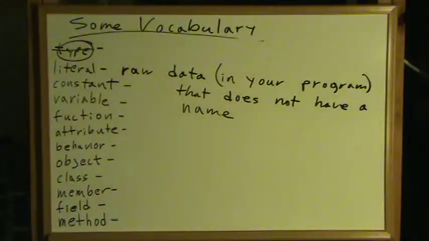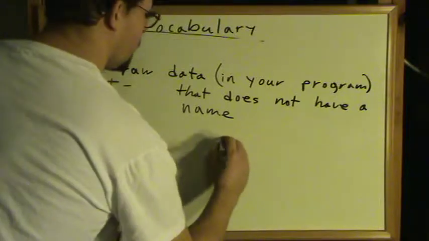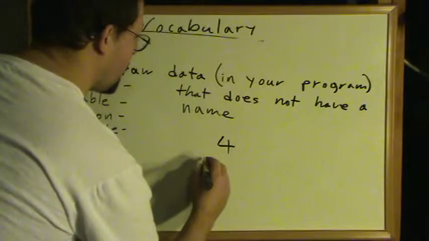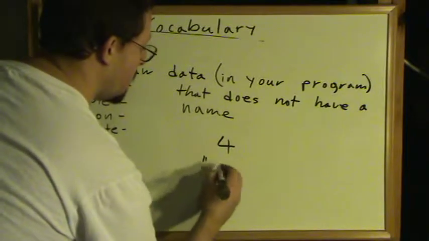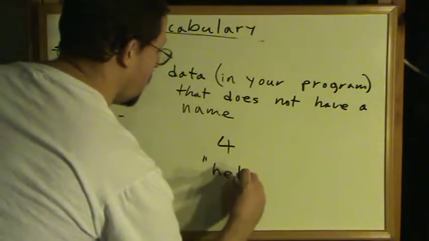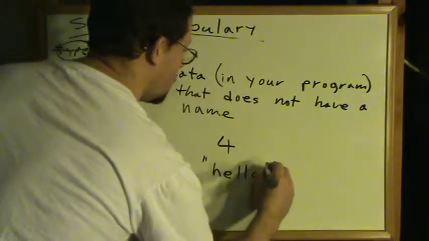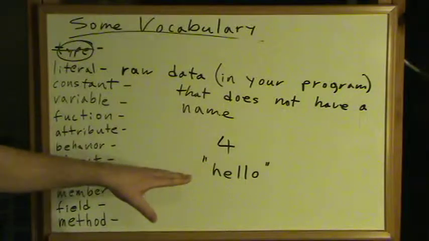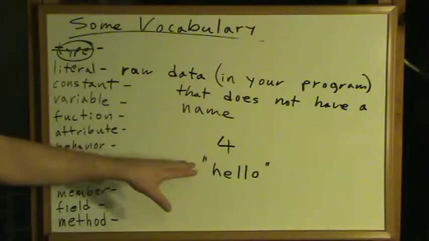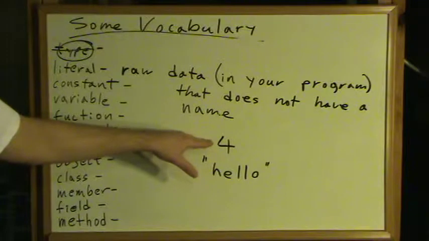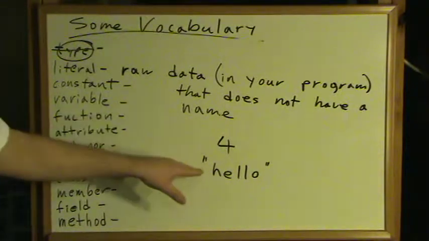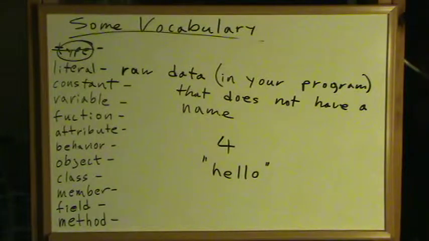Okay? So for example, in your code you can literally type the number 4, and that would be a literal. Or you can type, in double quotes, a string, like "hello." They don't have names, well, I won't get there yet, but they are exactly what you see them to be: a number or a string. Okay, those are literals.